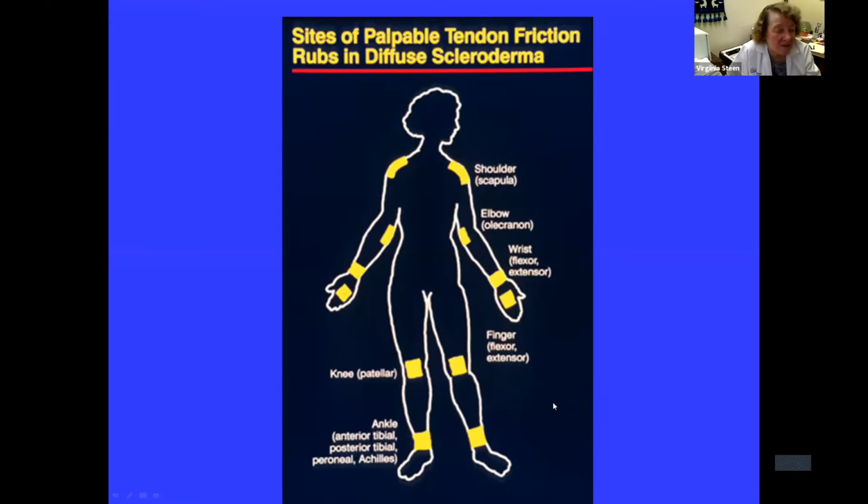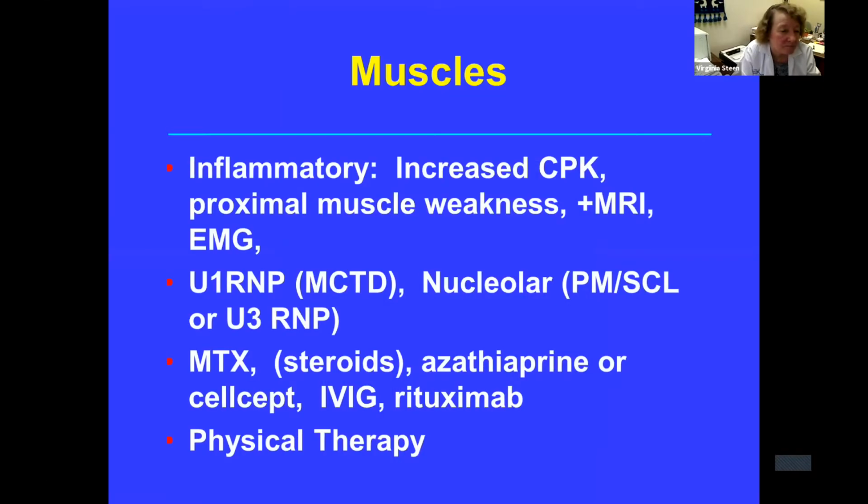And again, it's really important to work on physical therapy and occupational therapy to get these patients moving and give them adequate analgesia, as well as, if there is inflammation, some type of anti-inflammatory.